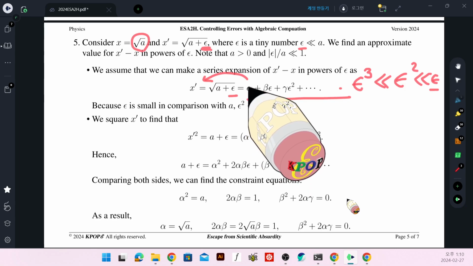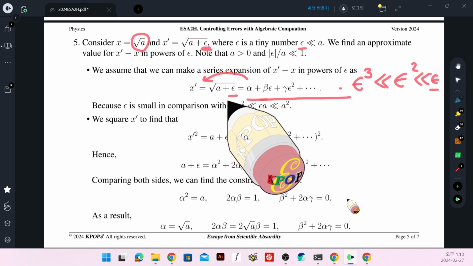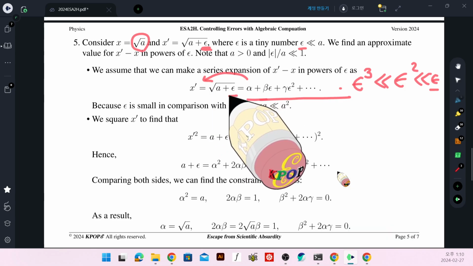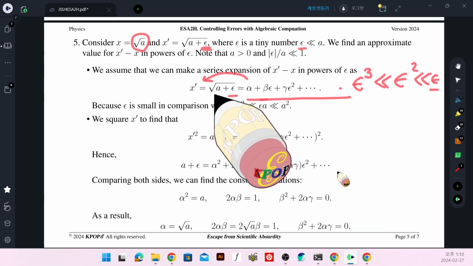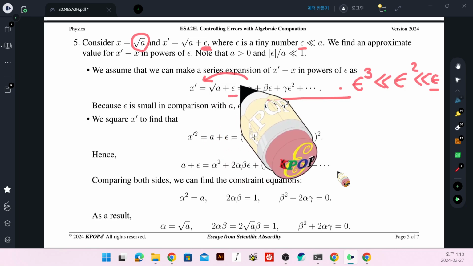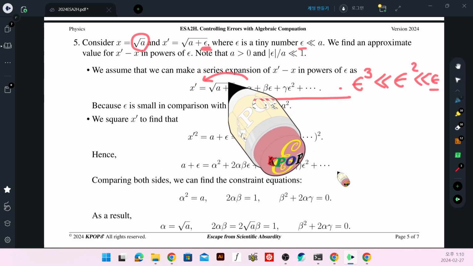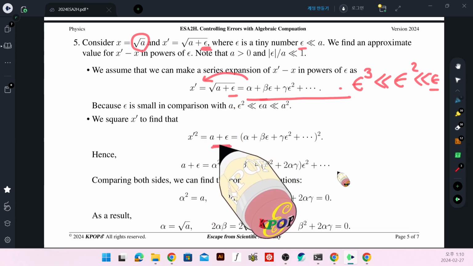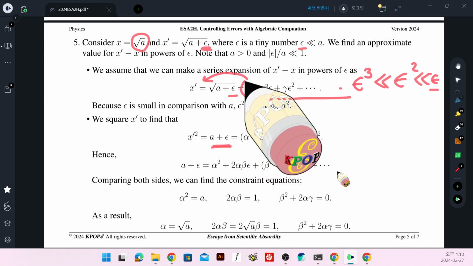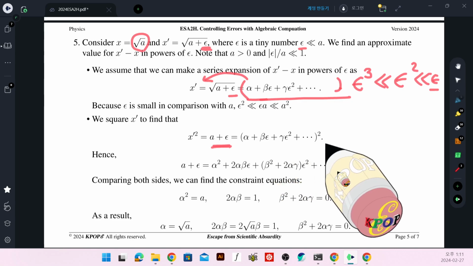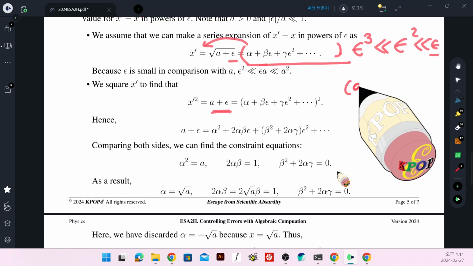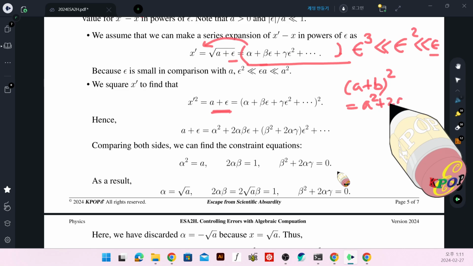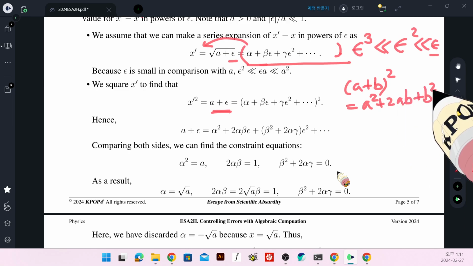But this is practically useful. We don't have to compute this one anytime. So, because this square root is a solution of a quadratic equation, we can square this to find that the square of this square root is a plus epsilon. So x prime squared is a plus epsilon. And then we square the right-hand side, and we know how to expand this. That is a squared plus 2ab plus b squared, and so on.